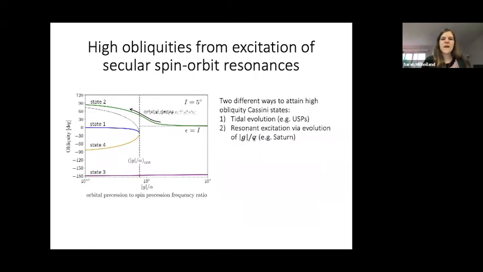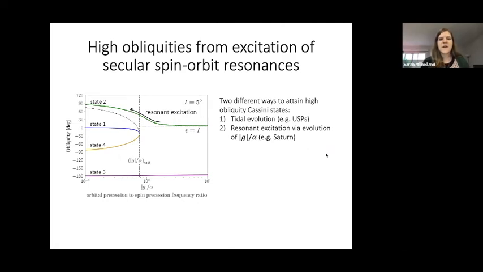But a second way is simply if this g over alpha ratio of the orbital precession to the spin precession evolves through means other than orbital decay, such as other evolutionary factors going on early on in the system's lifetime. And we call this mechanism resonant excitation because these g and alpha frequencies are evolving and becoming commensurable, meaning they're crossing through this ratio of unity.